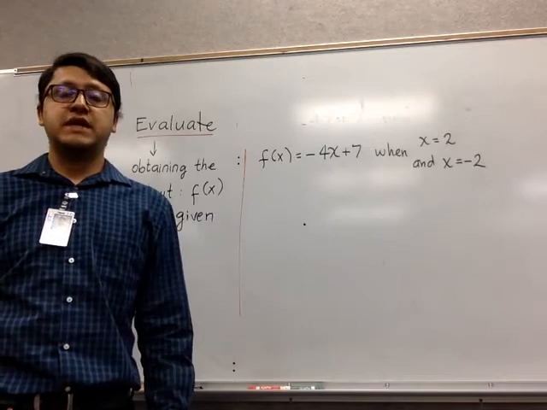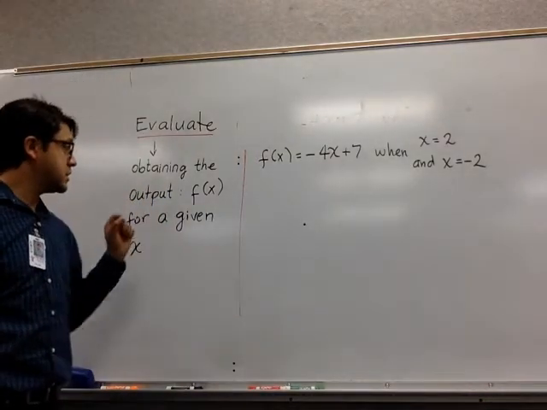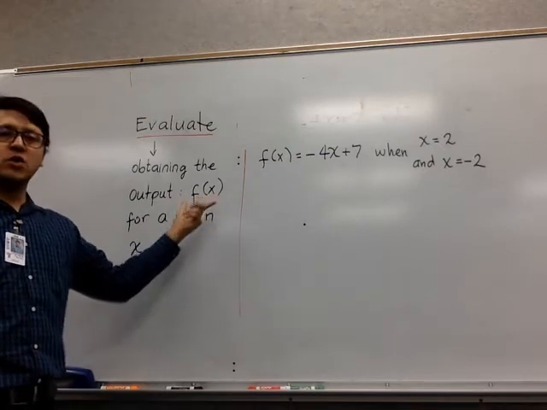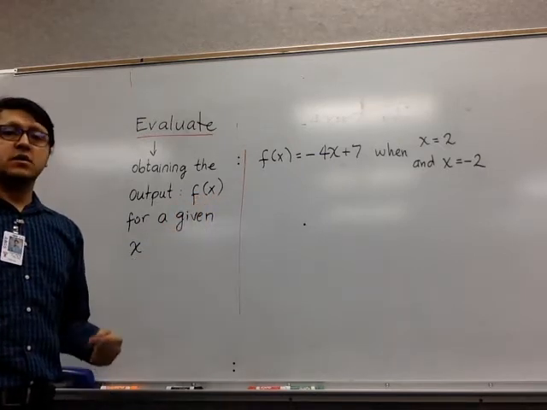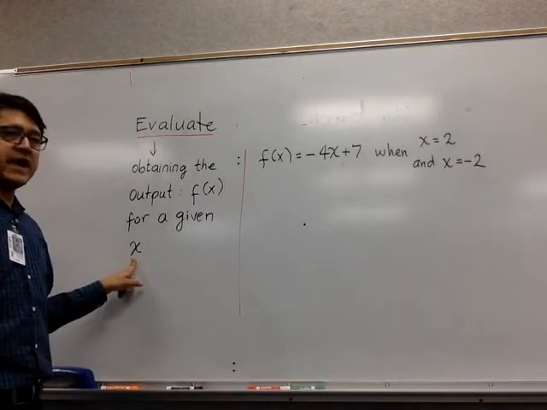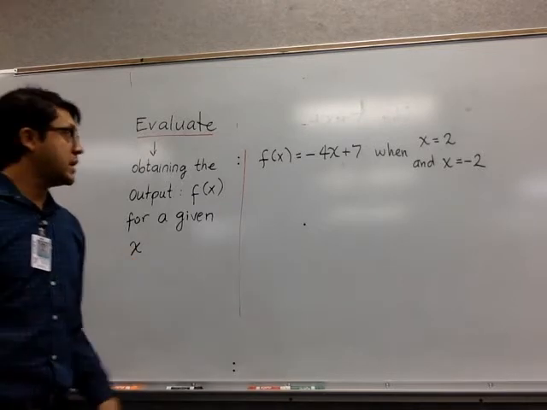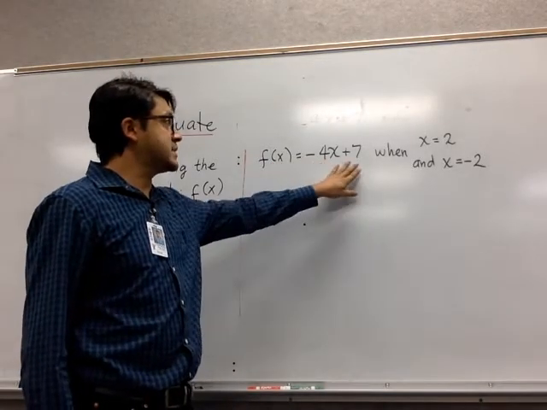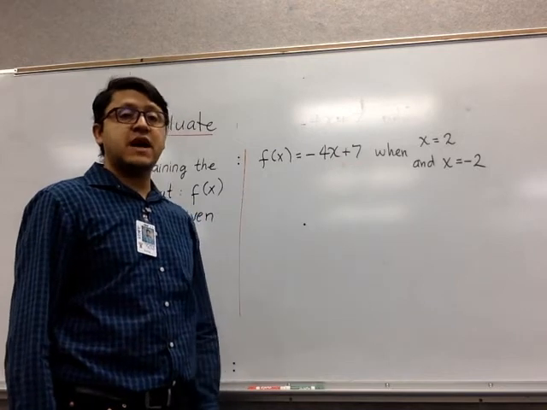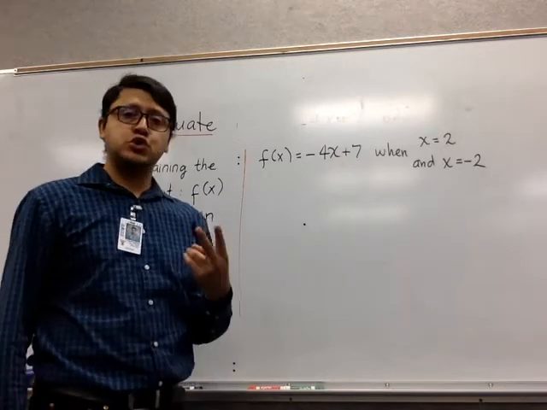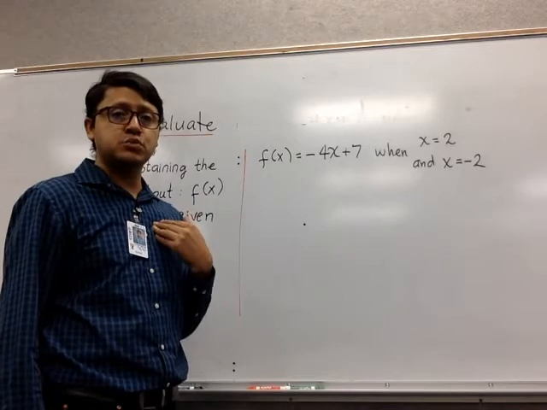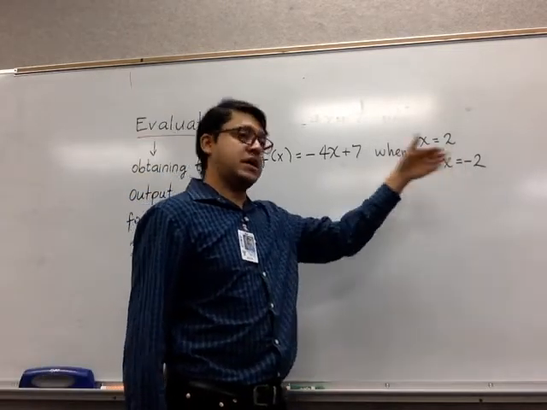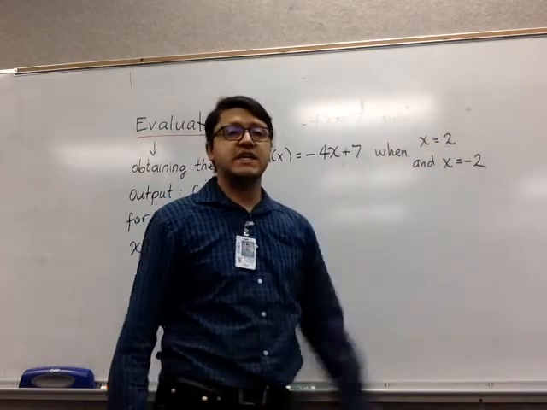Let's remember that evaluating a function means that you want to find the output, or in other words, f of x, or it's also finding the y value for a given x value. As an example, I'm writing the function f of x equals negative 4x plus 7. In this case, evaluating means that I'm going to use two arbitrary values I'm going to provide for x. In this case, x equals 2, and in the second example, x equals negative 2.